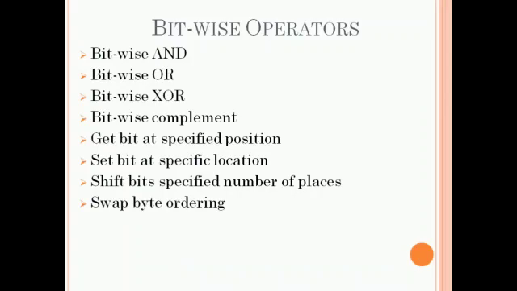Let's start with bitwise operators, and the list of bitwise operators is as below. Bitwise AND. Bitwise OR. Bitwise XOR. Bitwise complement. Get bit at specified position. Set bit at specific location. Shift bits specified number of places, and swap byte ordering. This is a very important topic for embedded system programmers, because it is dealing with bits of a byte.